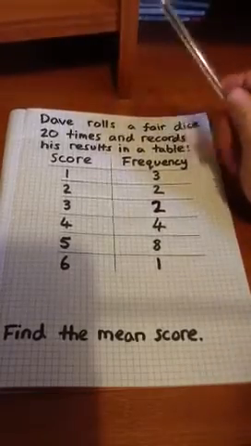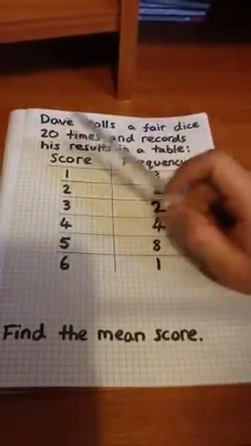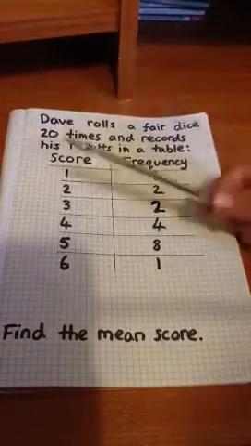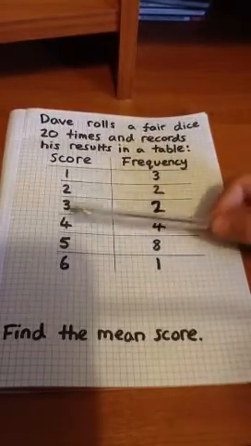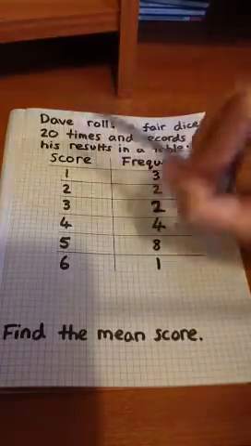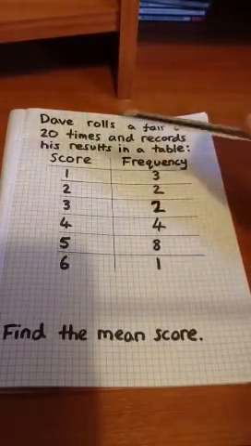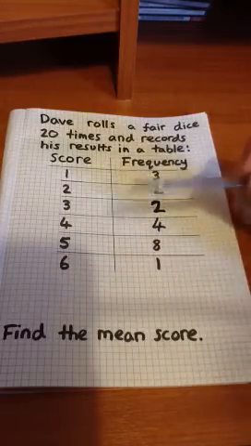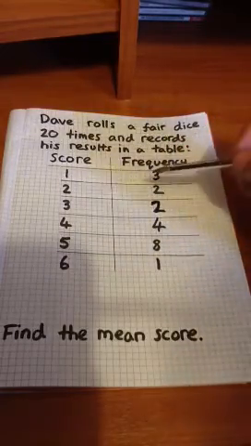In this question, we've been told that Dave rolls a fair dice 20 times. Now that just means a normal six-sided dice that has got the same probability of landing on any of the six numbers. So Dave rolls a fair dice 20 times and records his results in the table. So he's got the scores of 1 to 6 that you can roll on a normal dice, and what he's got here is a frequency of 3.